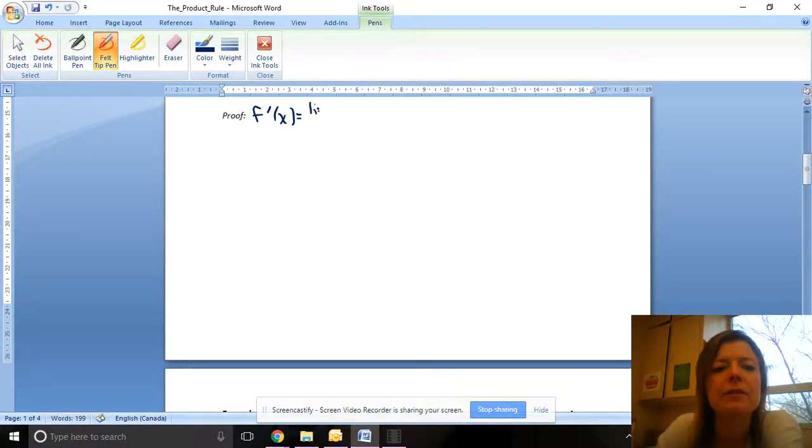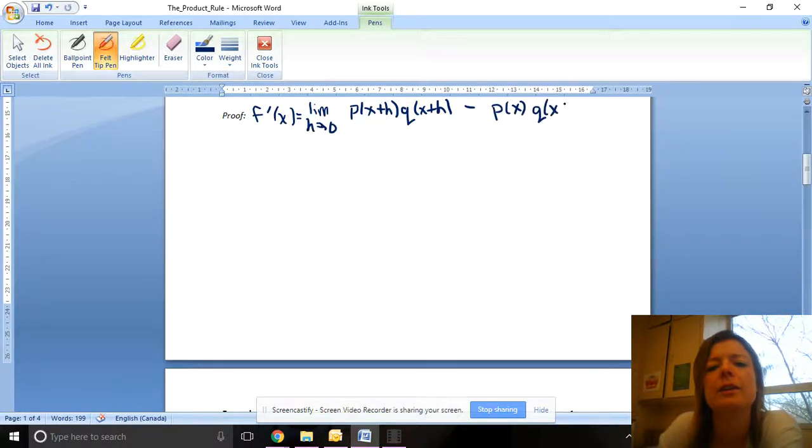So what is the derivative? Let's go back to first principles. So the limit as h approaches 0 of p at x plus h, q at x plus h, minus p at x, q at x. Okay. So remember, this is just the definition. This is just using the difference quotient, divided by h.